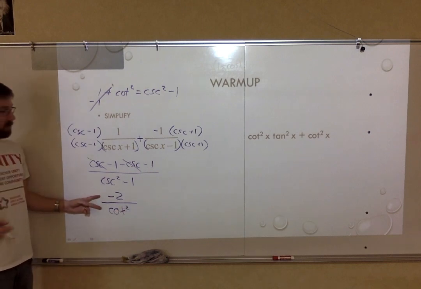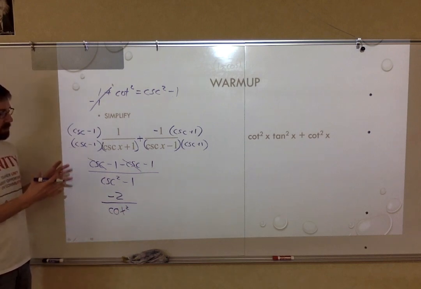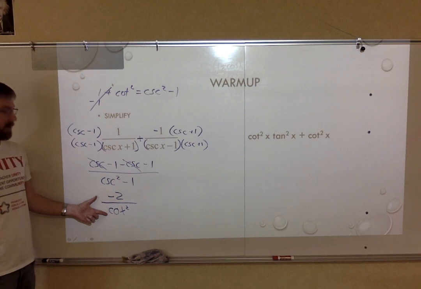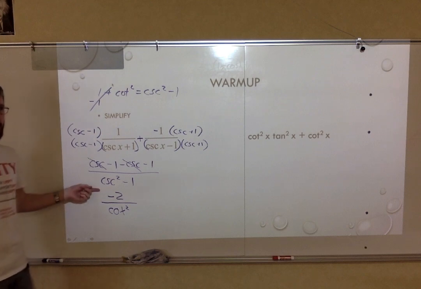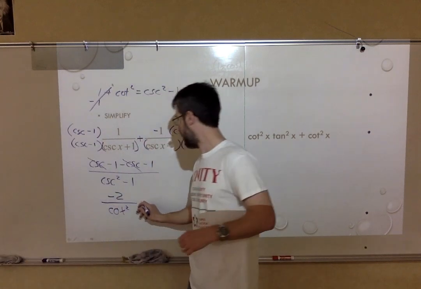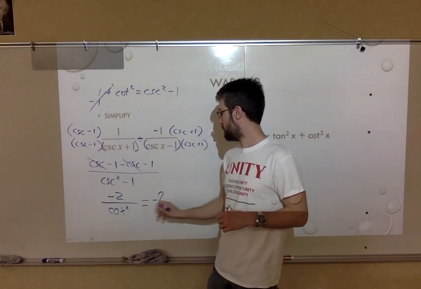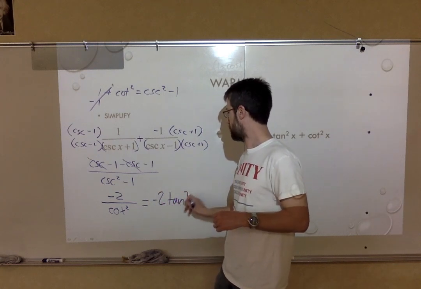We're getting closer. We've combined it into one fraction, and now we've got one term over one term. So the last thing would be, can I make this not be a fraction anymore? Cotangent is the reciprocal of tangent, so I can take tangent and flip it up to the top, and now this will no longer be a fraction. So this can be -2 times tangent squared.